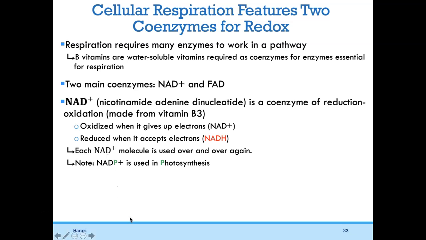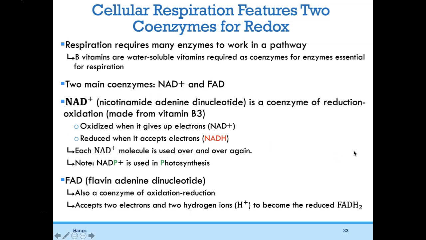Note, NADP+ is used in photosynthesis. So you can remember the P for photosynthesis. So NAD is in respiration, NADP is in photosynthesis. Another coenzyme is FAD, which becomes FADH2 when it accepts electrons.